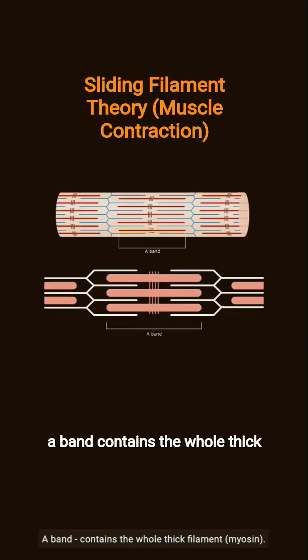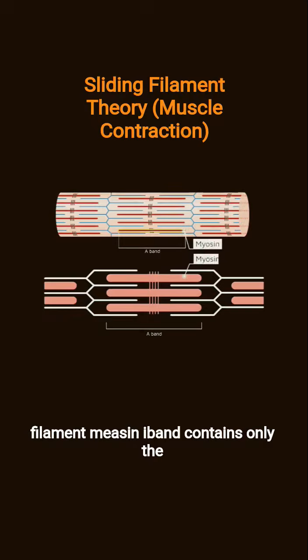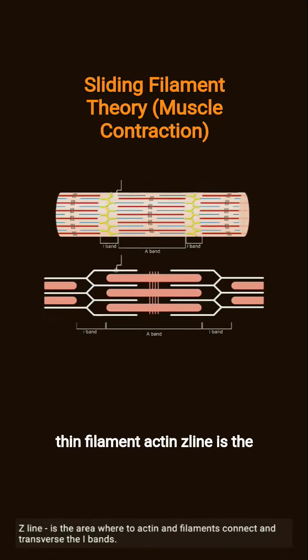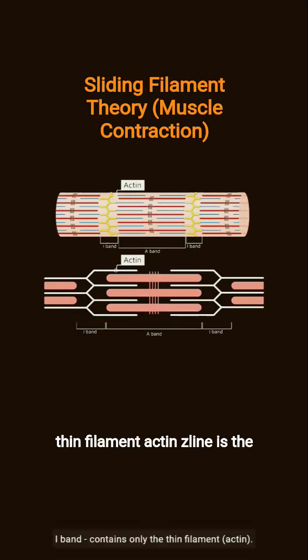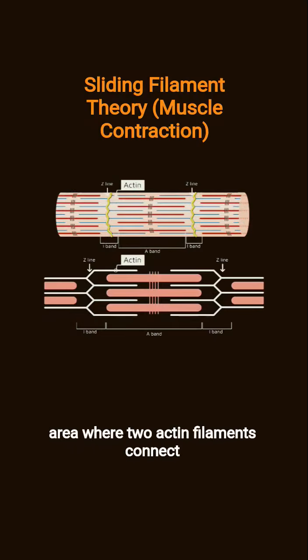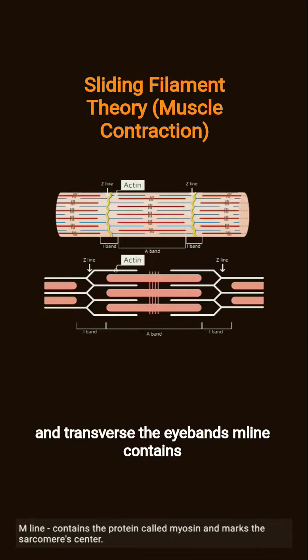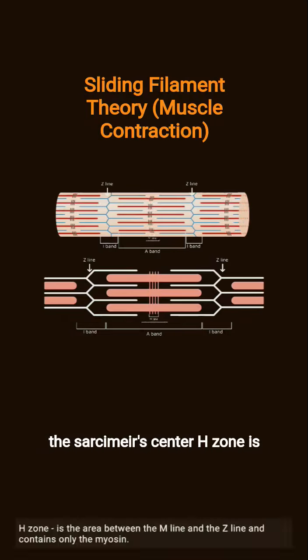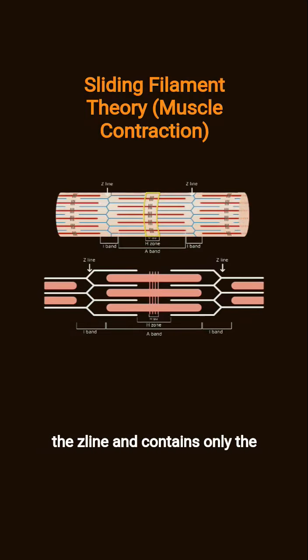A band contains the whole thick filament, myosin. I band contains only the thin filament, actin. Z-line is the area where two actin filaments connect and transverse the I bands. M-line contains the protein called myosin and marks the sarcomere's center. H-zone is the area between the M-line and the Z-line and contains only the myosin.